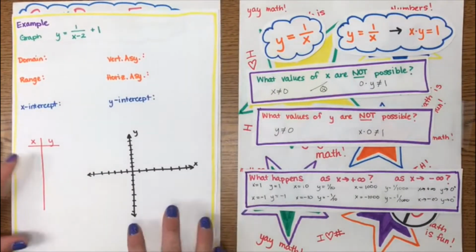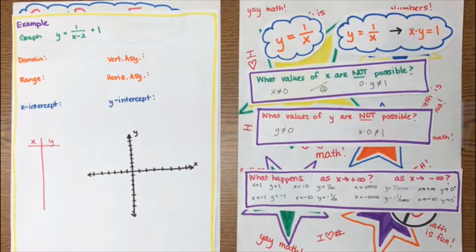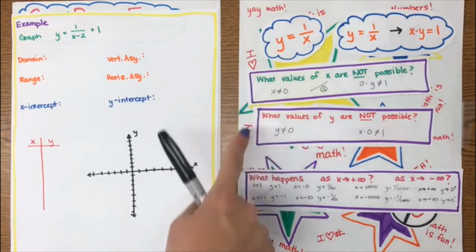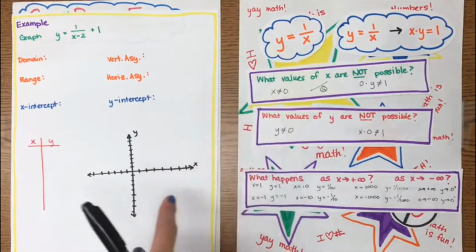So we're going to look at this example. It's a little bit more complicated. y is equal to 1 over x minus 2, plus 1. And we want to look at what are the domain and range. First off, what are the domain and range? So this is really looking at what values of x and y are not possible. We want to be thinking through these pieces.